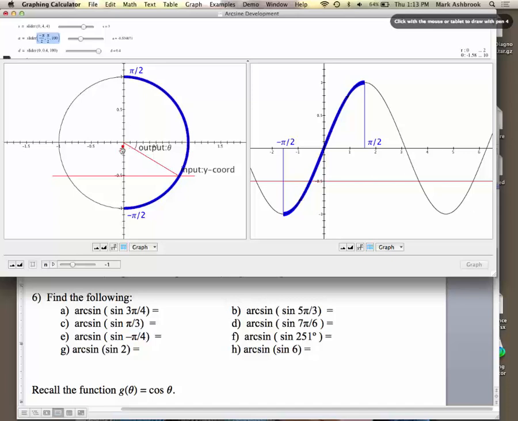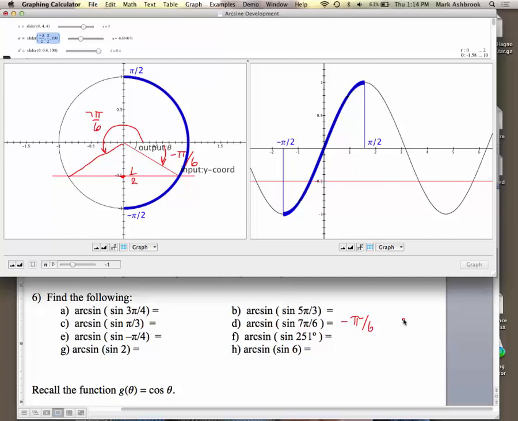So starting here, 7 pi over 6 is this angle right here. It has a sine of negative 1/2. What angle between negative pi over 2 and pi over 2 gives a y coordinate of negative 1/2? Negative pi over 6. Is it starting to make sense? So the answer to D is there's only one answer. It's negative pi over 6.